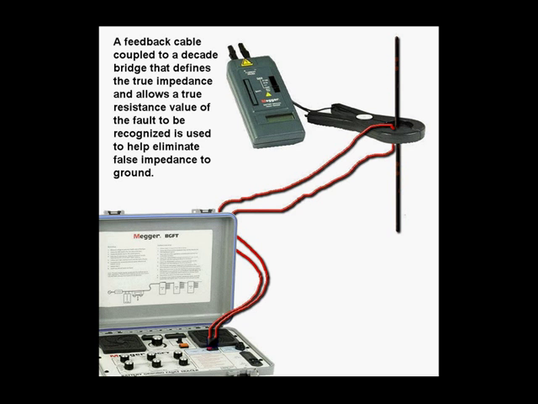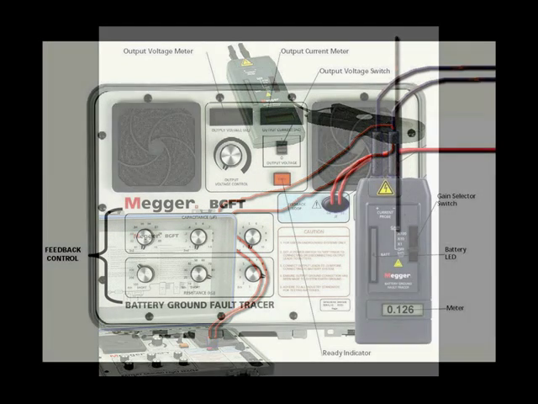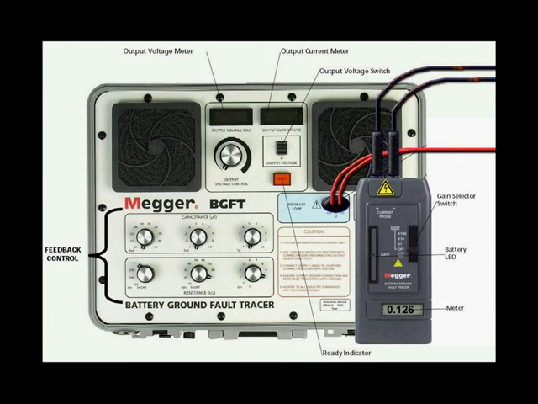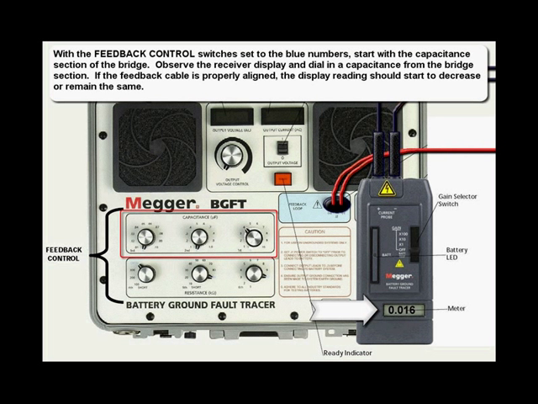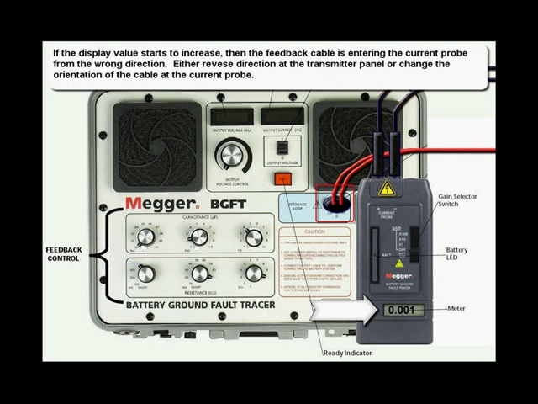A feedback cable coupled to a decade bridge that defines the true impedance and allows a true resistance value of the fault to be recognized is used to help eliminate false impedance to ground. With the feedback control switches set to the blue numbers, start with the capacitance section of the bridge. Observe the receiver display and dial in a capacitance from the bridge section. If the feedback cable is properly aligned, the display reading should start to decrease or remain the same.